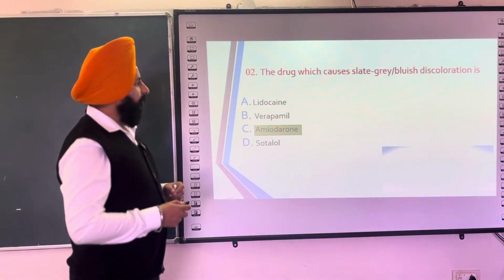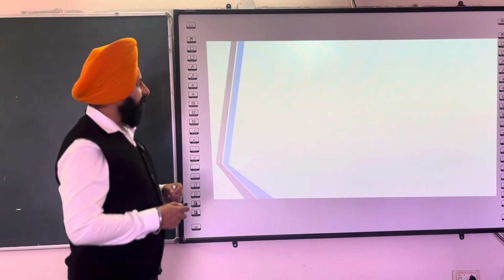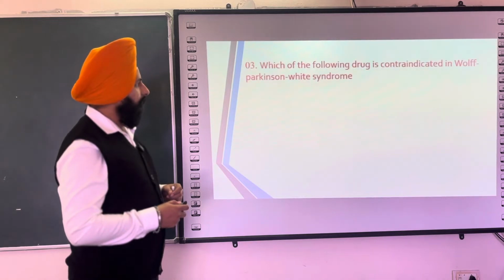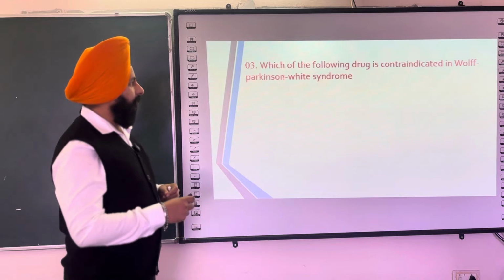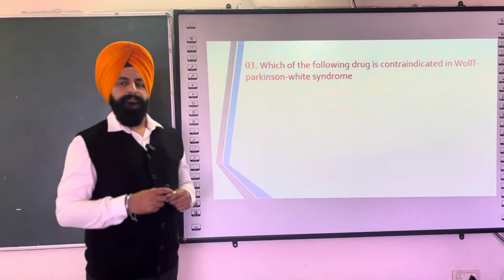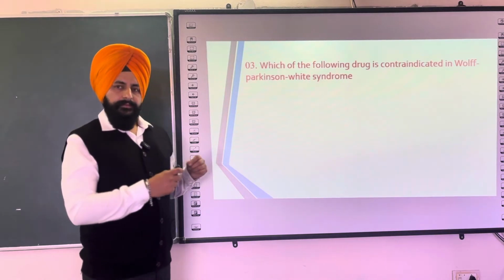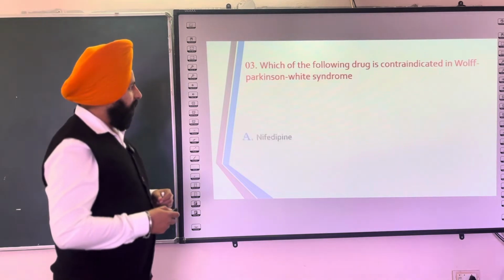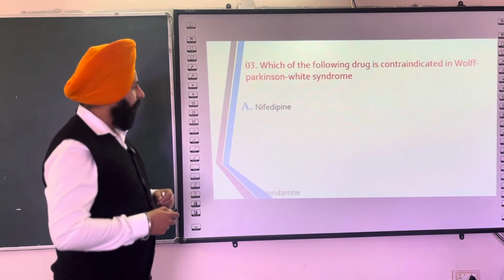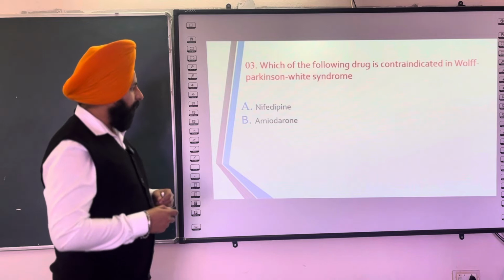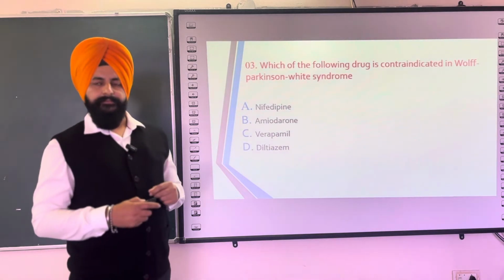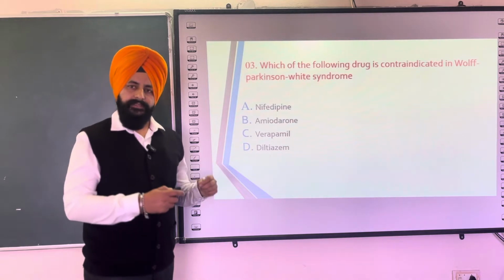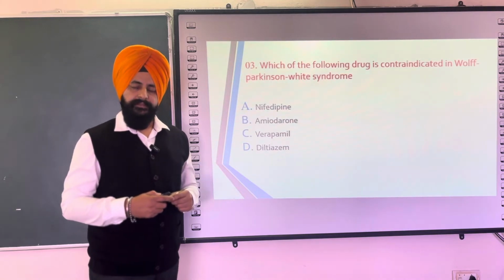The next question for the GPAT series is: which of the following drugs is contraindicated in Wolff-Parkinson-White syndrome? The options for this question are nifedipine, amiodarone, verapamil, and diltiazem. So you should choose the correct answer for this question.